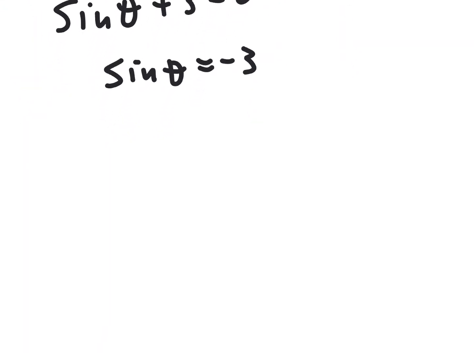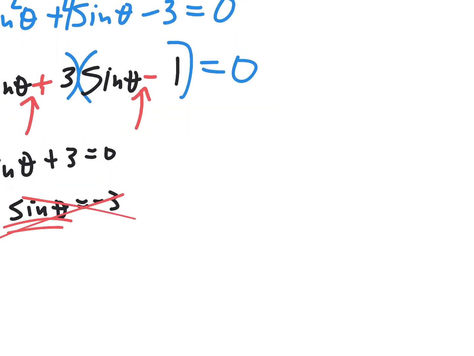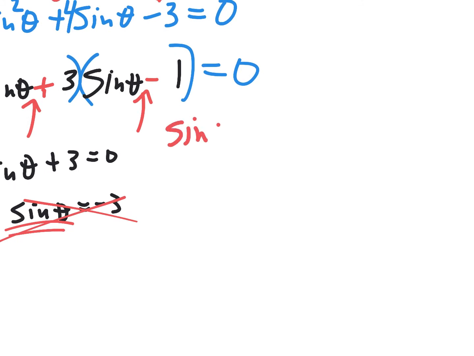Why do I stop right there? Can sine ever go to negative 3? Can regular sine ever be negative 3? No, negative 1 is the lowest it can ever be. So that's out. No solution. That's extraneous. And I go over to this one. Sine of theta minus 1 equals 0. So I'm going to add 1 to both sides. I get sine of theta equals 1. And that is a thing. Sine equals 1.